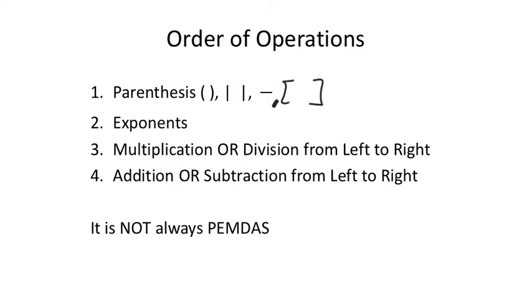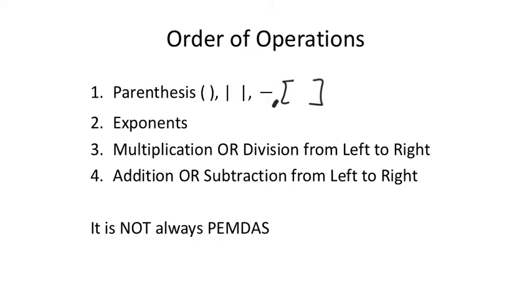After you finish multiplication or division from left to right, then we look for addition or subtraction from left to right. So, just like multiplication or division, sometimes students think that you have to do addition before subtraction. That's not always true. Sometimes the subtraction will occur first from left to right, and it just happens to be second on the list in the order of operations.